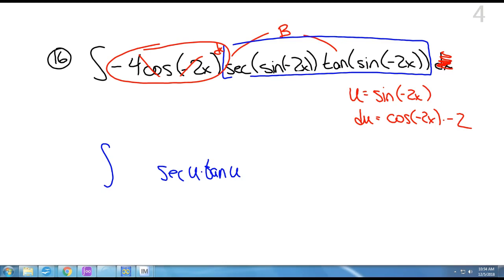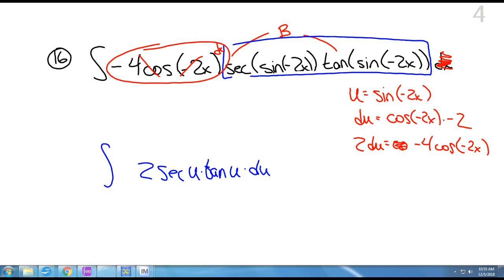So what do I need to put here? Or what do I need this to be? I need it to be a -4, so I'll double everything. So 2 du would equal -4 cos -2x. So now instead of putting the -4 cos -2x, I can put down 2 du. The du I just throw back at the end because it doesn't really affect the way I do the problem. It's just kind of there.